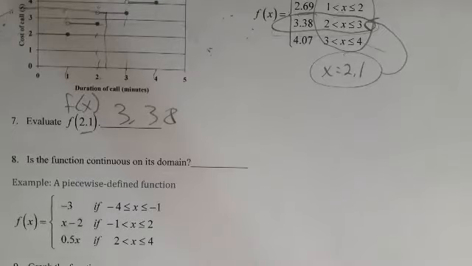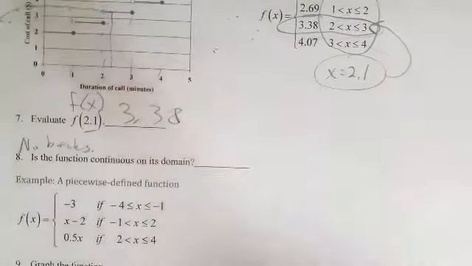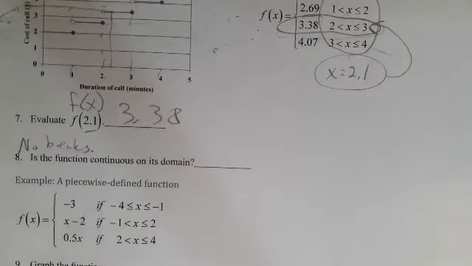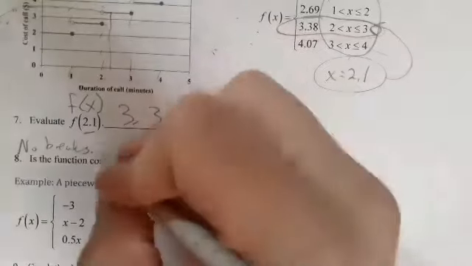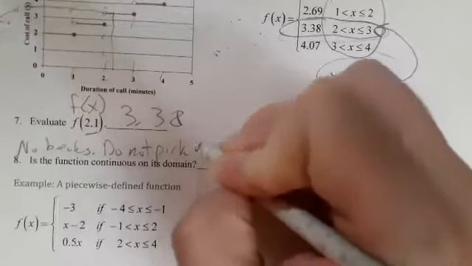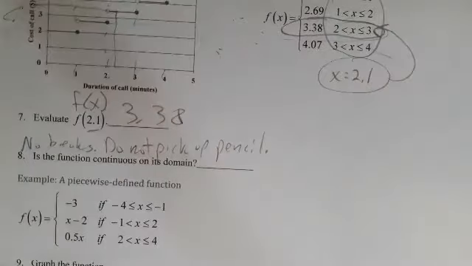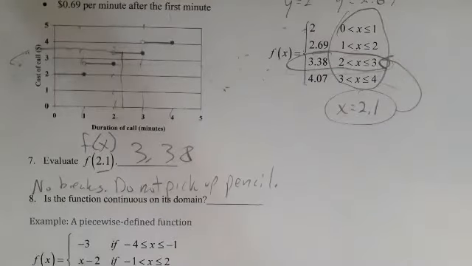Grab it here. They define continuous as no breaks, is what they say. There's no breaks in the graph. It is continuous if you do not have to pick up your pencil. So if you can draw this thing without picking up your pencil, then it is continuous.